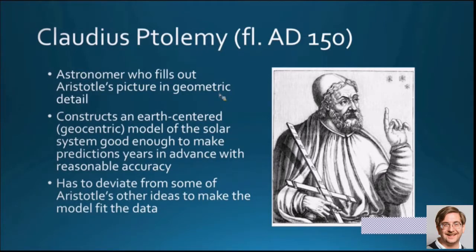In order to make his detailed geometric model fit the data, Ptolemy had to abandon some of Aristotle's other ideas. For example, Aristotle had the idea that up in the heavens, where the stars and the planets are, everything moves with uniform circular motion. Everything moves at a constant rate around perfect circles. Ptolemy had to do some violence to that part of Aristotle. He also put together geometric models that would give you the data, but sometimes in ways that were incompatible with other parts of the model.